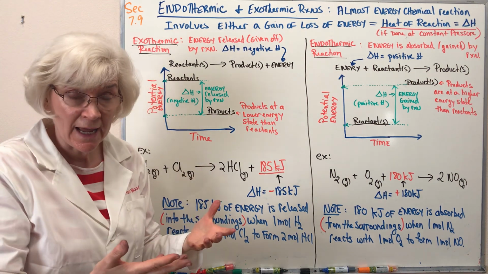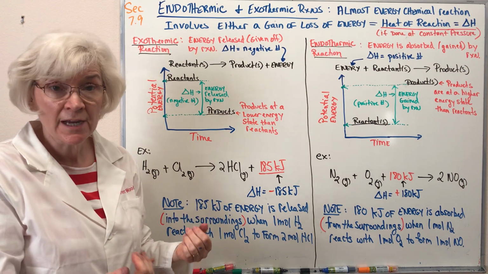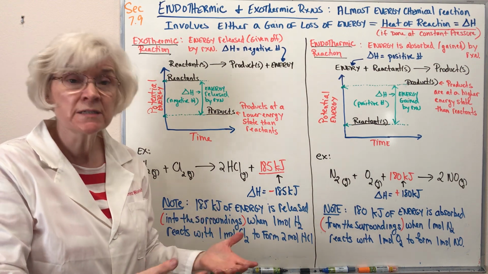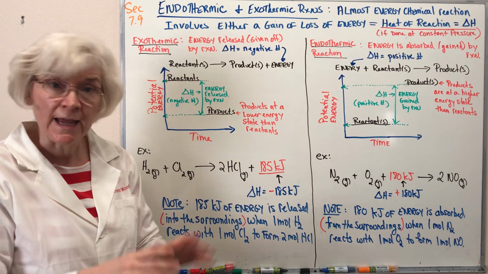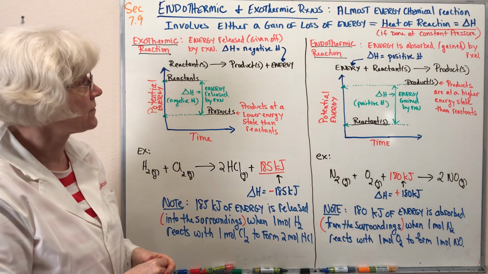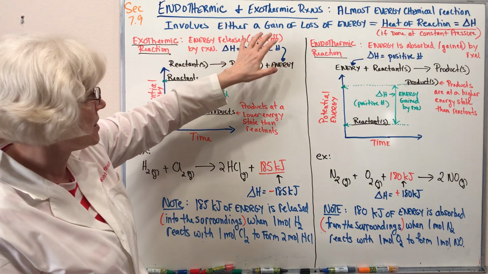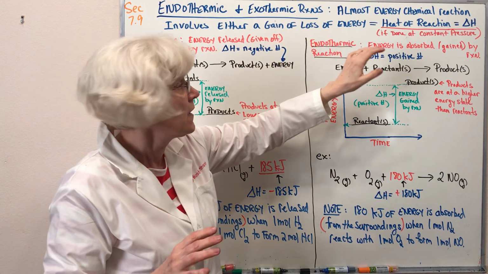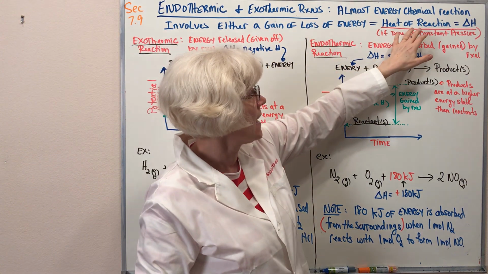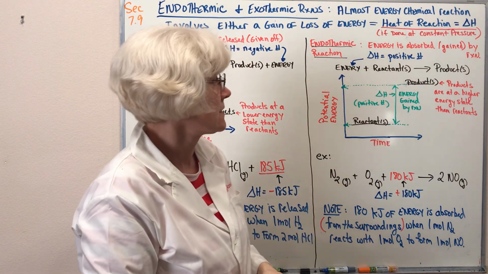And we exploit that, we take advantage of that fact to do chemical reactions like combustion reactions, which release energy, to do work for us like power our automobiles. Right, so given the fact that chemical reactions involve either a gain or loss of energy, we can refer to that concept as heat of reaction and symbolize it with a delta H.